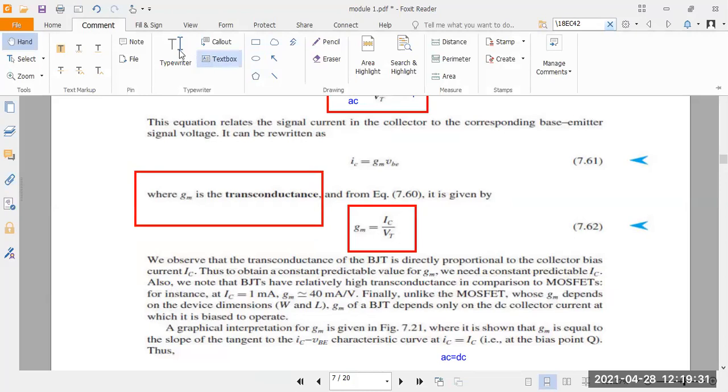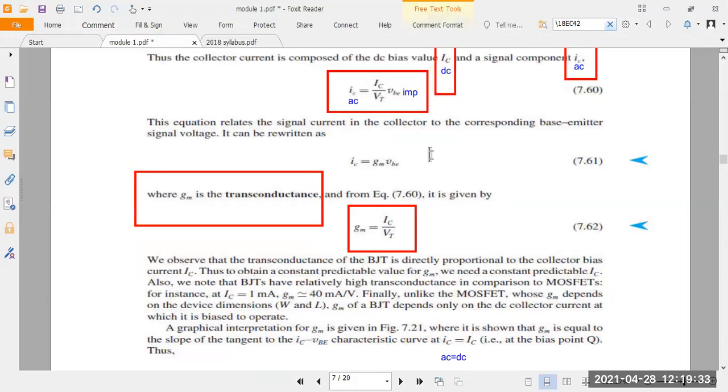So what is the GM equation now? You write small gm, it's an AC transconductance, is equal to what here? Output current divided by input voltage. You write small letters here: output current divided by input voltage. This is the transconductance equation.